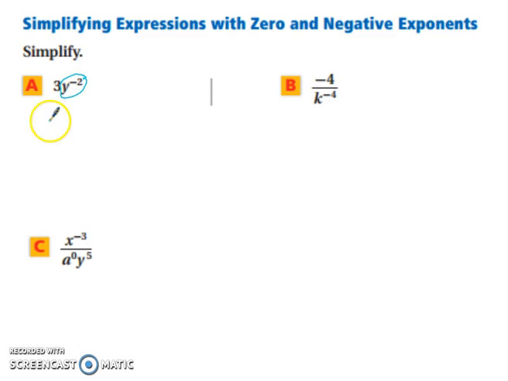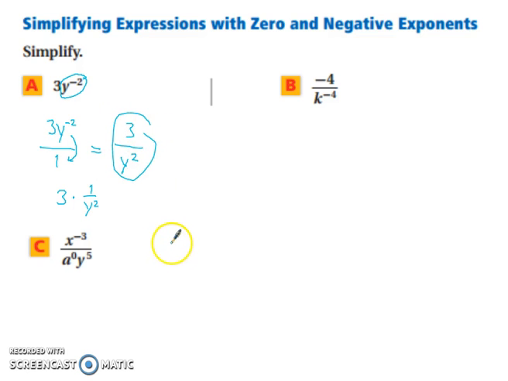So when you do this, you can think of it as 3 times y to the negative 2 over 1 if this helps. And then just this y to the negative 2 moves down. So you have 3 over y squared. You can also write this, if you wish, as 3 times 1 over y squared. This is a little bit easier to look at, so that is the preferred way of seeing an answer. Now let's look at B.